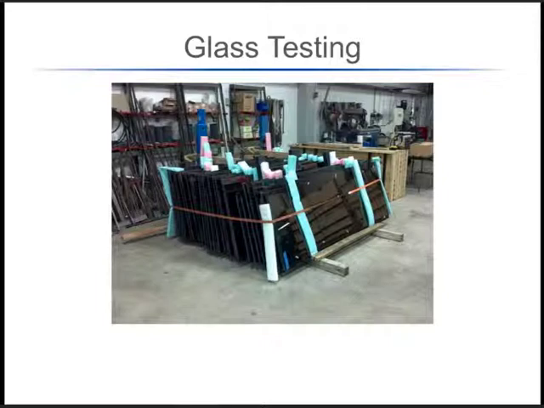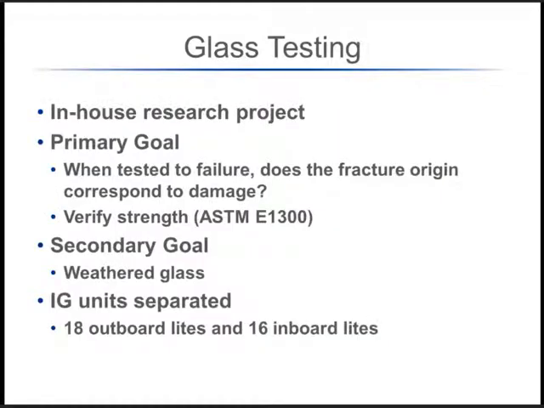So we were actually very excited about that. And so our primary goal then, with the damaged glass that we had, was to find out that when we tested it to failure, did the fracture origin actually correspond to the damage? So in other words, does it break at a location of damage, or is the fracture origin somewhere else?